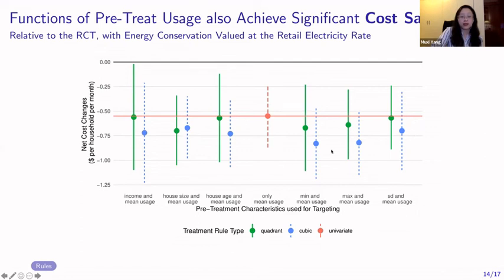Those three sets of rules on the right are based on minimum, maximum, and standard deviation of pre-treatment consumption. They also perform at least as well as the rules based on demographics. So in this setting, pre-treatment consumption is the most important determinant of optimal treatment assignment. And targeting using electricity consumption data alone can overcome the data limitation and avoid the uncertainty associated with imputed demographics data.